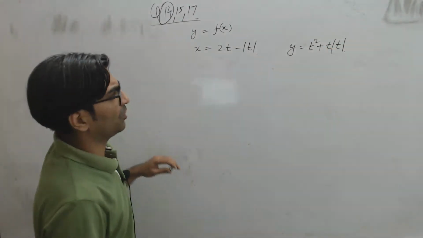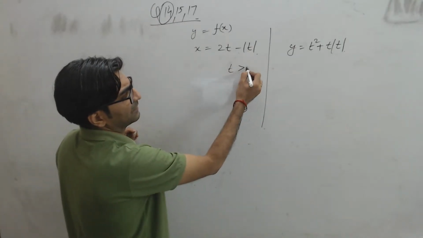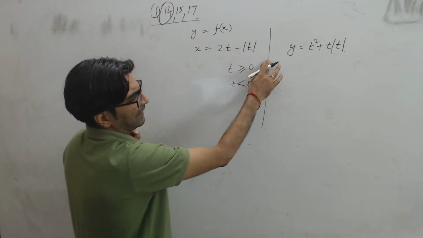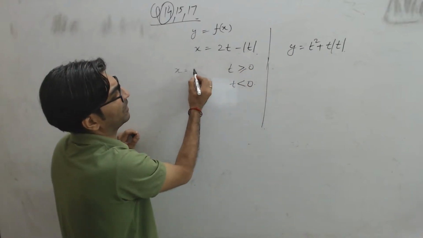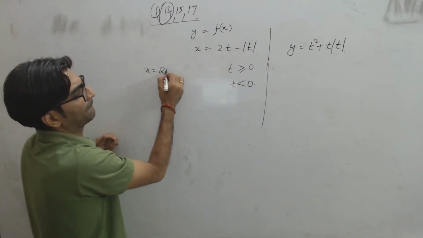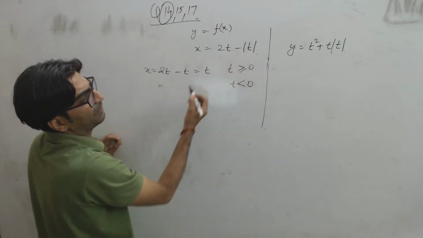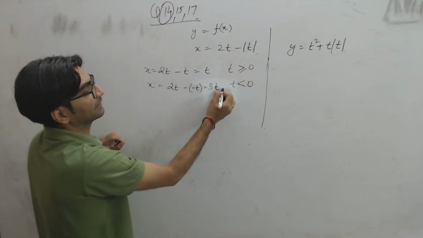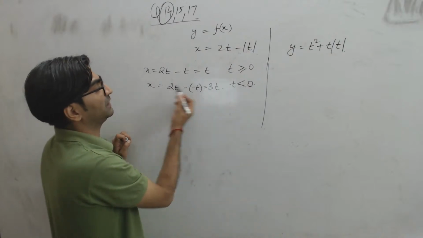So obviously what I'll do is both x and y, I'll split into the range t, I'll remove the modulus first. So when t is positive and when t is negative, and try and calculate what happens with x and what happens with y. So when t is positive, mod of t will be t. So x will become 2t minus t, which means x becomes t. And when t is negative, mod of t will be minus t. So x will become 2t minus of minus t. That's like 3t. Which means when t is positive, t is equal to x. When t is negative, t is equal to x by 3.